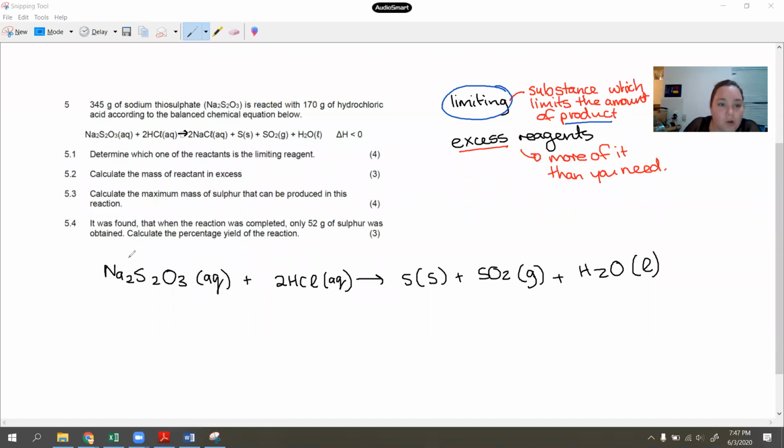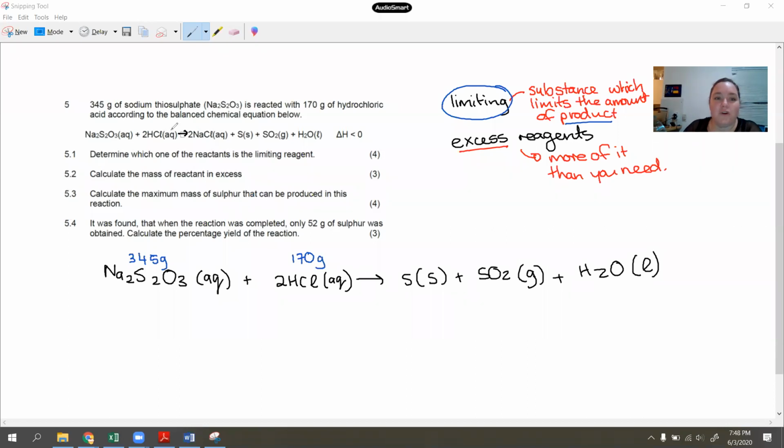So we are told that 345 grams of sodium thiosulfate is reacted with 170 grams of hydrochloric acid. Now, just for the record, hydrochloric acid normally wouldn't be given by mass if it's aqueous. There's a kind of contradiction there, but we're going to assume here that when we say it's aqueous, it's 100% HCl, and the water that makes it aqueous has no mass, because otherwise we've got a problem.